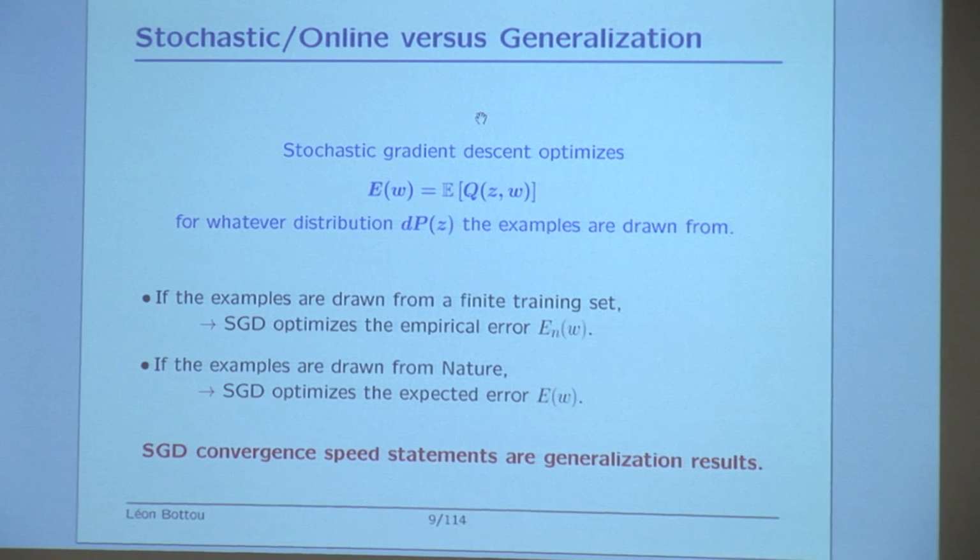So whenever you write a statement about the convergence of stochastic gradient descent, you also make a statement about generalization, because you can always look at this in that setup and say, well, if I take my examples from the actual distribution, then I optimize something which is the generalization error, not the training error.